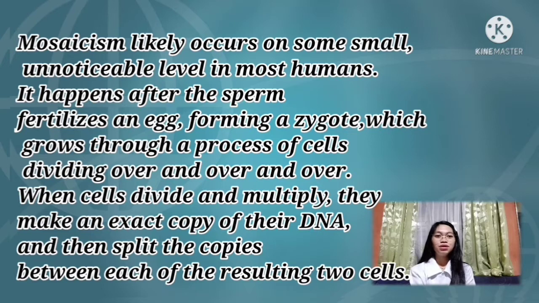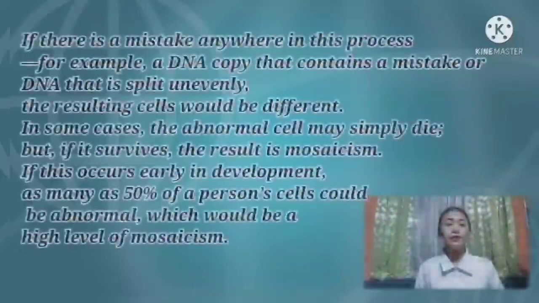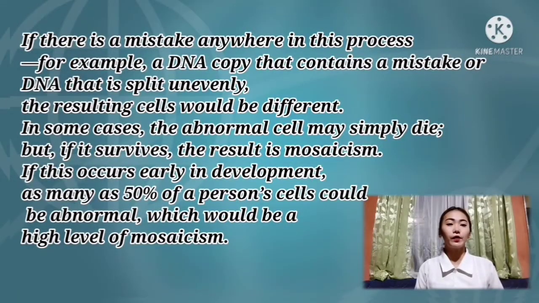It happens after the sperm fertilizes an egg, forming a zygote, which grows through a process of cells dividing over and over and over. When cells divide and multiply, they make an exact copy of their DNA, and then split the copies between each of the resulting two cells. If there is a mistake anywhere in this process, for example, a DNA copy that contains a mistake or DNA that is split unevenly, the resulting cells will be different. In some cases, the abnormal cell may simply die. But if it survives, the result is mosaicism.